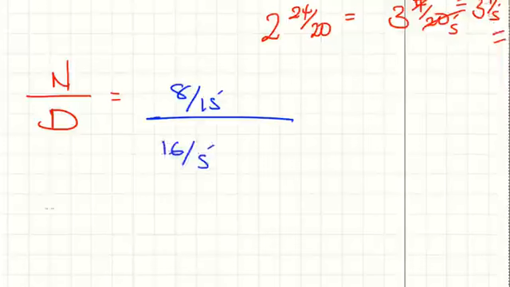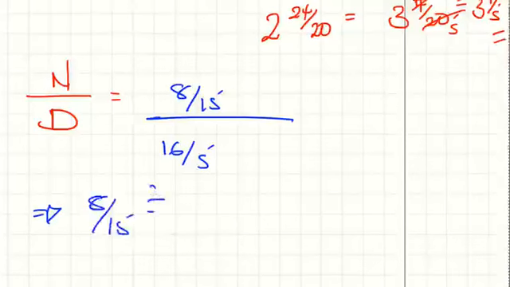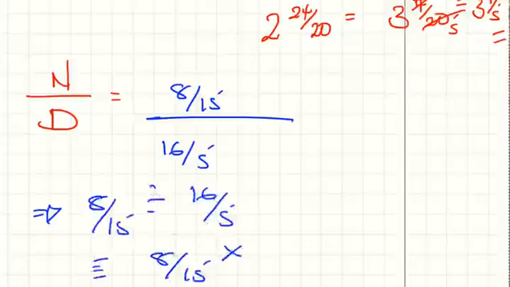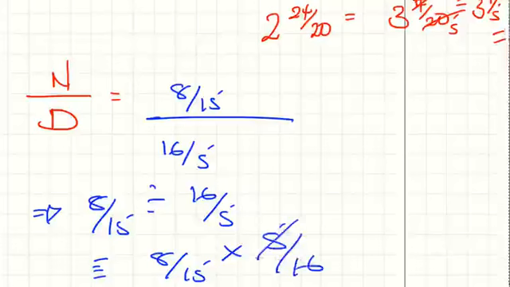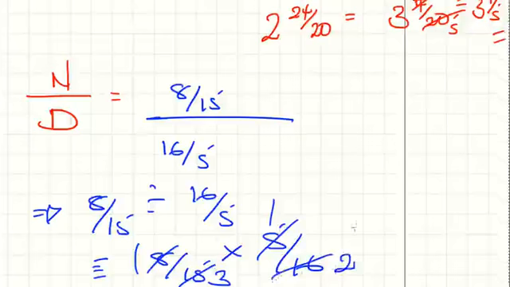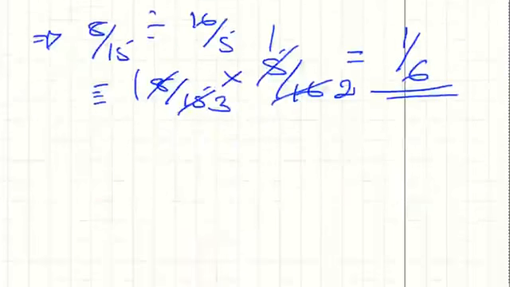So when you are dividing, this is the same as saying 8 over 15 divided by 16 over 5, which is equivalent to 8 over 15 times the reciprocal of 16 over 5, which is 5 over 16. Dividing by 5, 1 by 5, and by 8, 1 by 8, 2. So I'll have 1 over 6 as my solution without using the calculator or tables.